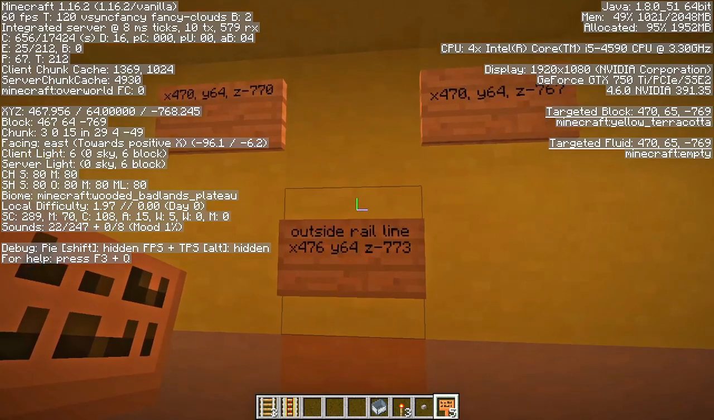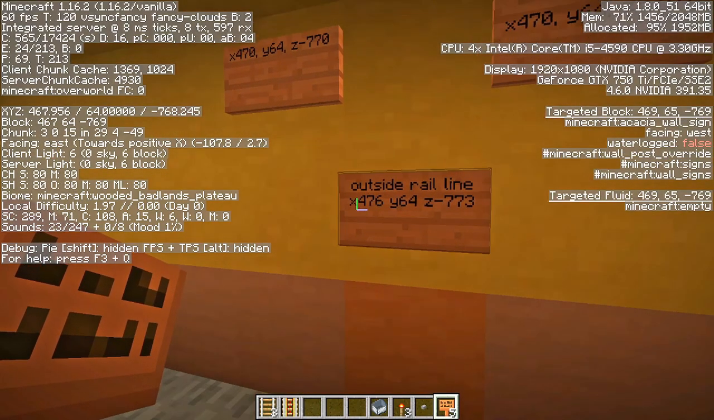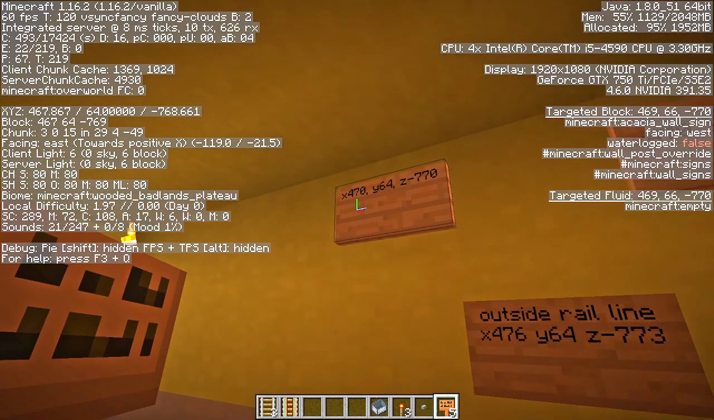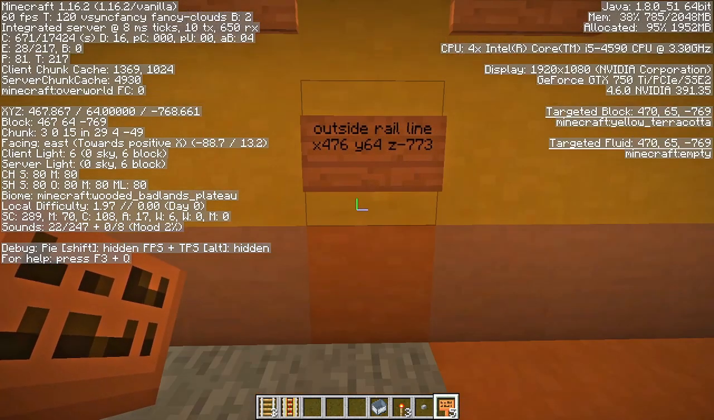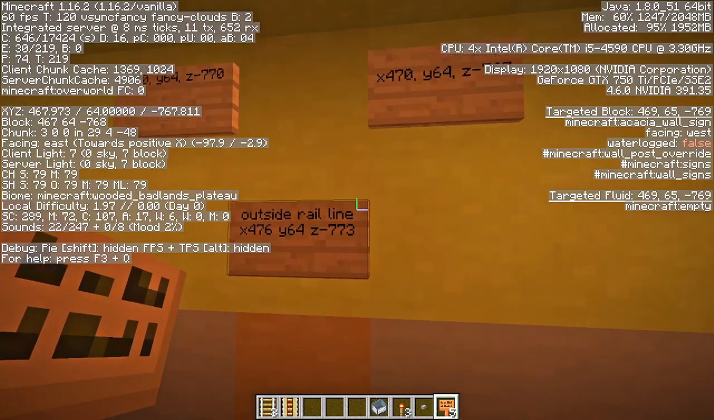So yeah, we're facing east towards x. So the outside rail line is at 476, and these are at 470. So that means we only have to bust through 6 blocks to get outside. So that's good, that's very manageable.